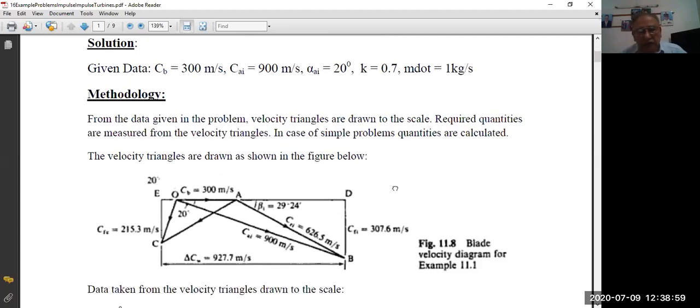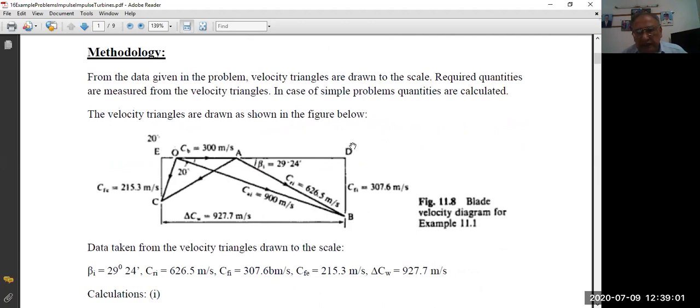Now, what is the methodology, how to solve this problem? From the data given in the problem, velocity triangles are drawn. This is the method. First of all, you need to draw velocity triangles to scale. It's very important, not as a rough sketch. You need a geometry box with tools like scale, protractor, compass, eraser, and a very sharp pencil.